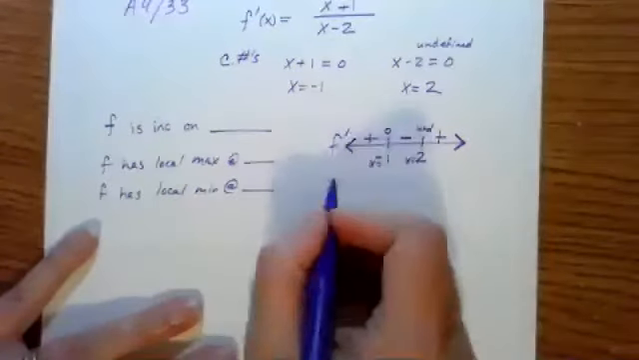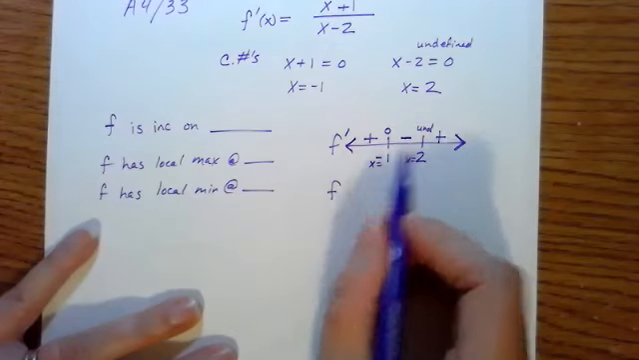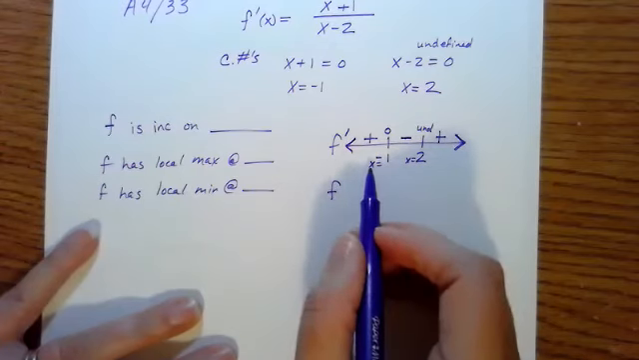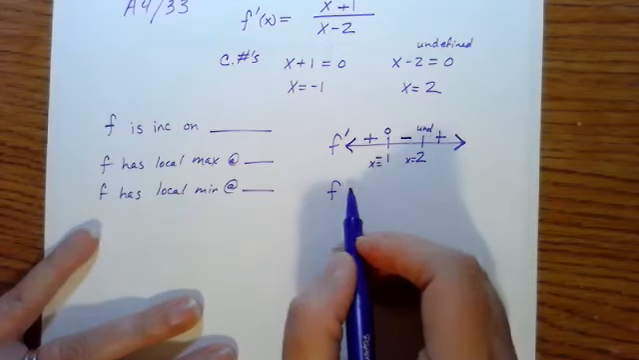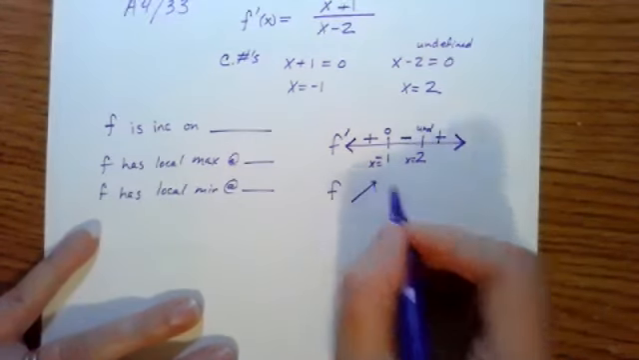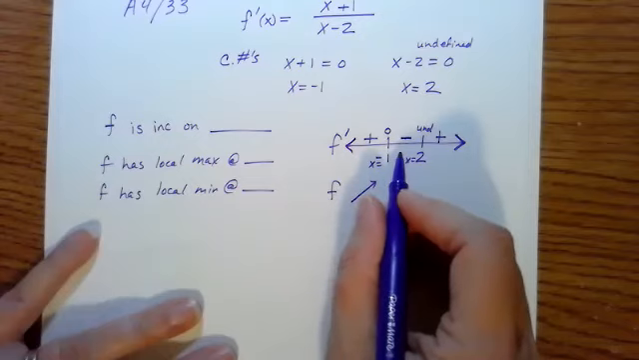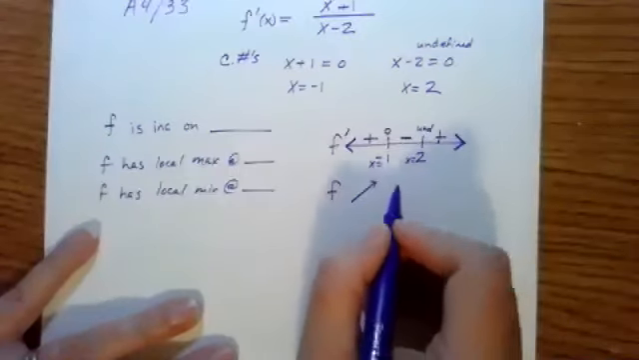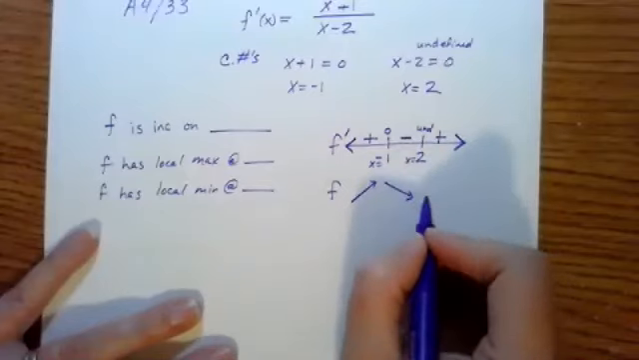Okay, so F is doing what with signs of its derivative like this? What's happening here when the derivative is positive? What's happening to F? It's going up. Is increasing. What about between here and here? Next in there. Decreasing. And here? Then it increases again.